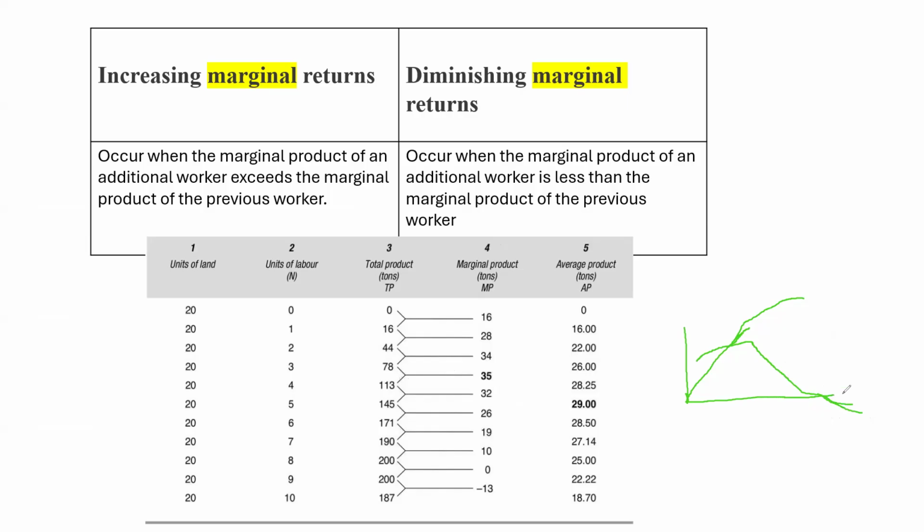And then what happens to your total product when your marginal product reaches 0? Your total product will be at its maximum. So at this point here, let me use another color. Okay, I pressed the wrong button. So here, where your marginal product is 0, your total product should be at its maximum. So it will continue to increase until this point, and then it will start to decrease.